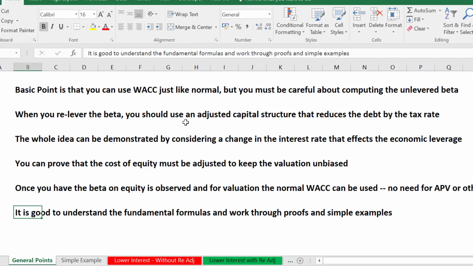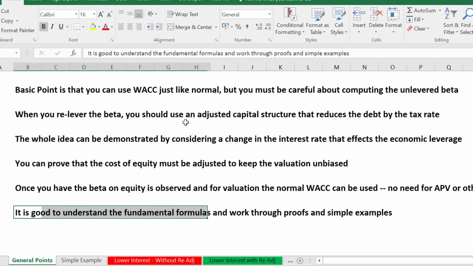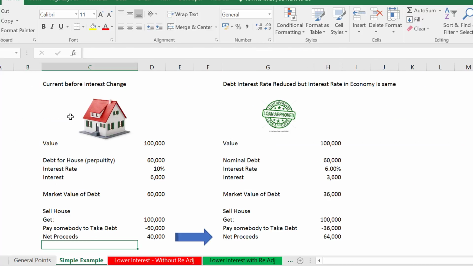And here's the really big point. You have to know something about the formulas and why they're there, instead of just putting them in there. Okay, so that's the one I really want to emphasize. Okay, now, I'm going to start this.